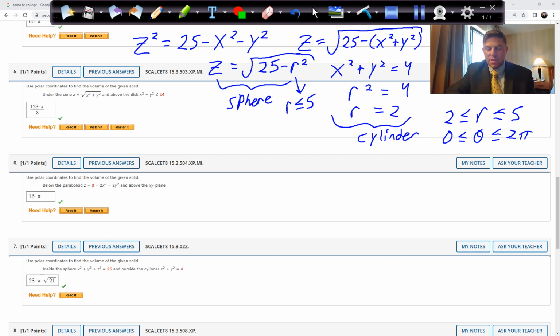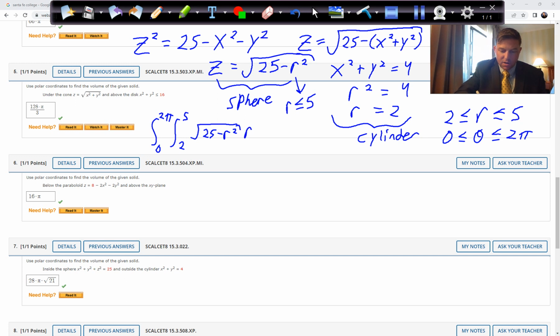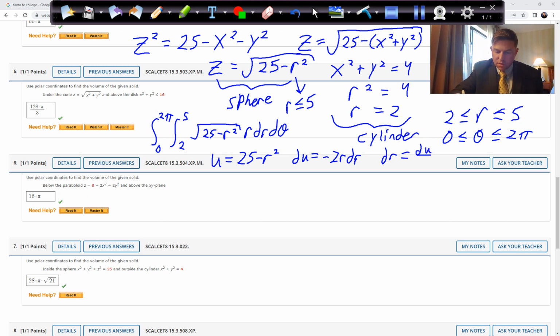So once we get the limits of integration and we have the equation for z, we just plug it into our formula. 0 to 2 pi, 2 to 5 of the square root of 25 minus r squared, and then it's r dr d theta, which is dA. To do this problem, we are going to want to use substitution. So we're going to let u equal 25 minus r squared. And therefore the derivative of u is negative 2r dr. And rearranging for dr, we would get dr is du over minus 2r.